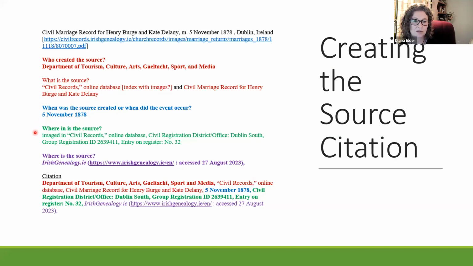Wherein is the source? We have that it's imaged in the Civil Records online database, and that it was from the Civil Registration Office of Dublin South. And then we have a group ID number and an entry number, which we already saw on the document. And then where is the source? Well, it's online at IrishGenealogy.ie. And so putting that together, we have something that looks like this.